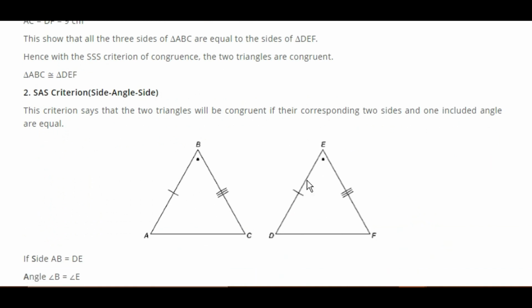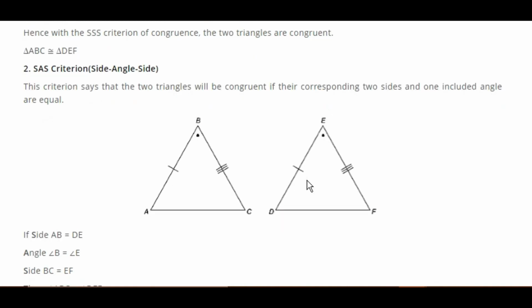Second criteria is side angle side. As the name communicates, first side, then angle, then another side, and these three will be in continuous manner. See, the side, then angle, then again side. Here also side, then angle, then again side. The criteria says that the two triangles will be congruent if the corresponding two sides and one included angle are equal. One included angle. So these are the arms of the angle.